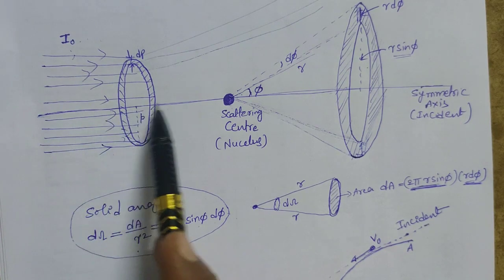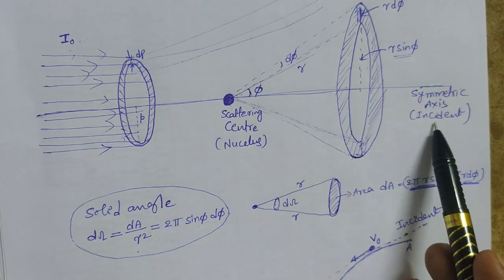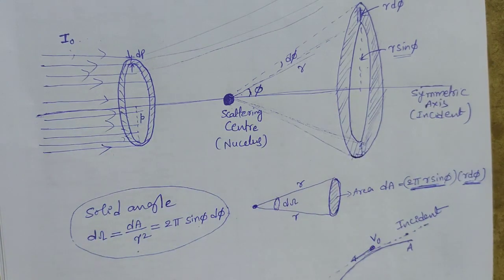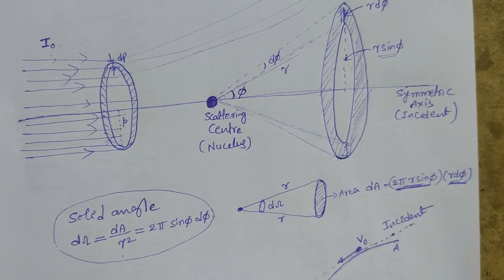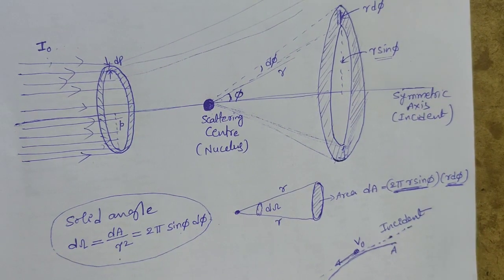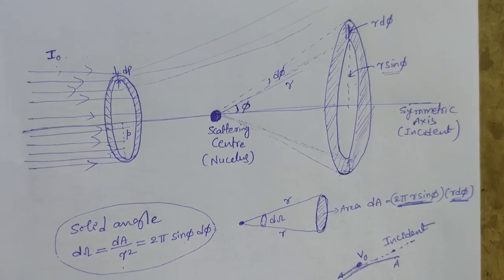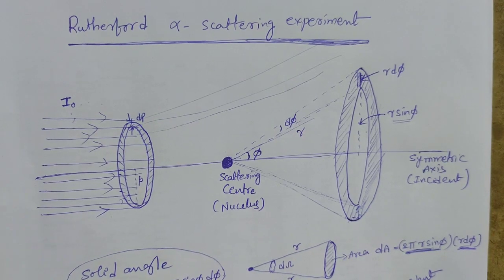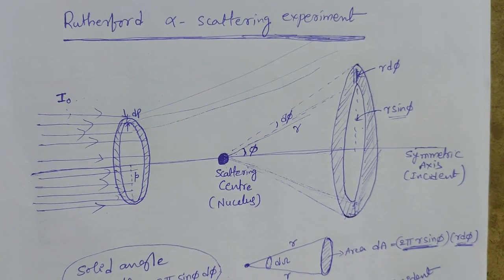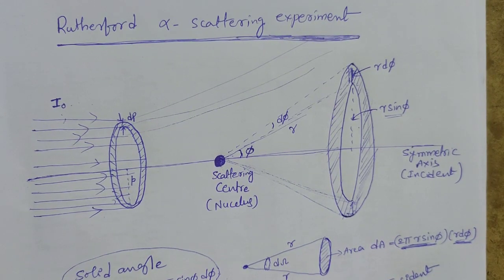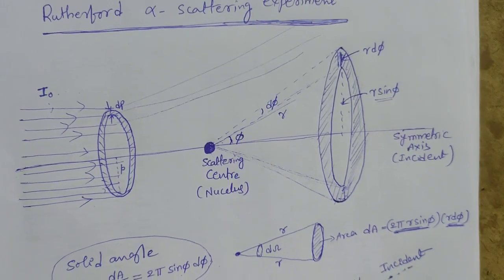I have drawn a line, which I am calling the symmetric axis. The incident direction of the alpha particles I am noting as the symmetric axis. It is something like a radial axis. Because the force involved here is a central force, it must be symmetric about that axis. I hope it is clear. You have to remember this point and understand it also, because when you go to the derivation part, these things are essential.